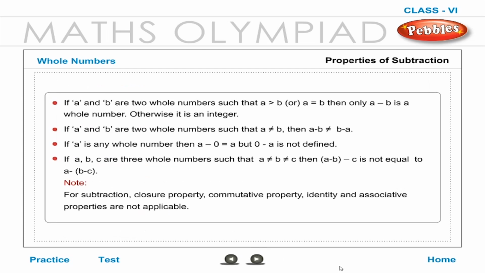Properties of subtraction. If a and b are two whole numbers such that a is greater than b or a is equal to b, then only a minus b is a whole number, otherwise it is an integer. If a and b are two whole numbers such that a is not equal to b, then a minus b is not equal to b minus a. If a is any whole number, then a minus 0 is equal to a, but 0 minus a is not defined. If a, b, c are three whole numbers such that a is not equal to b, not equal to c, then (a minus b) minus c is not equal to a minus (b minus c).